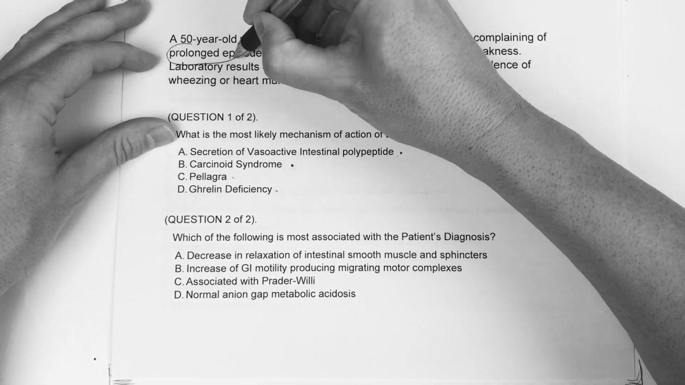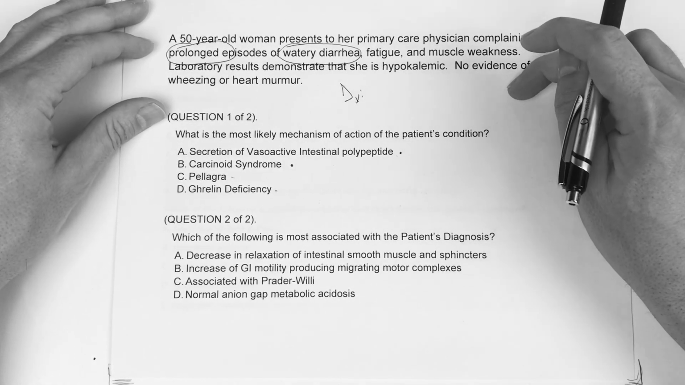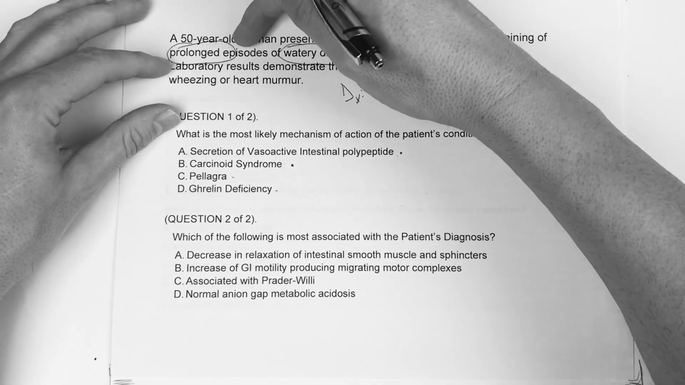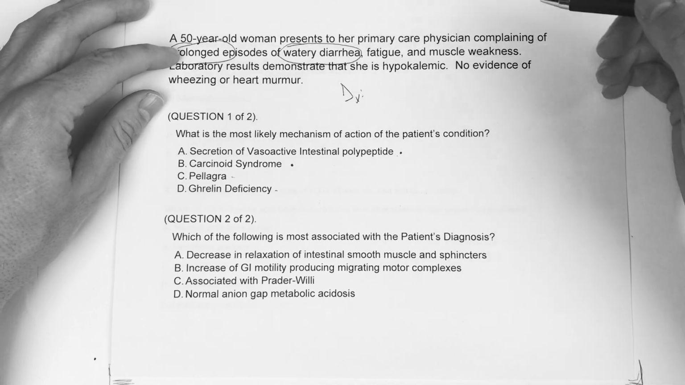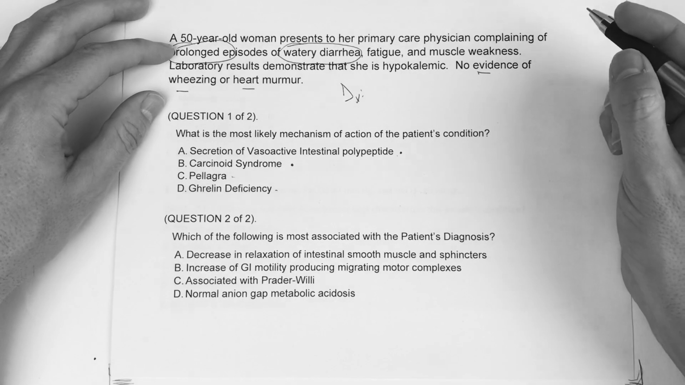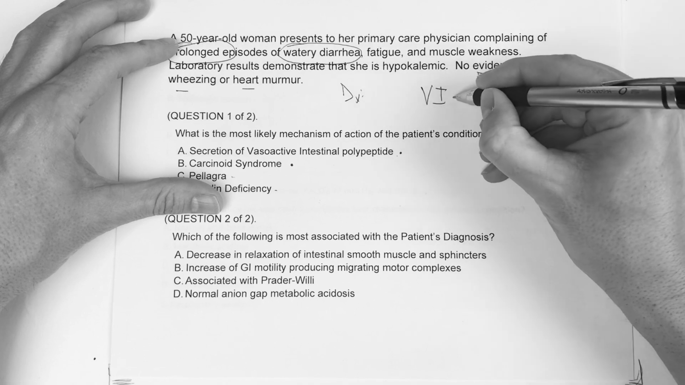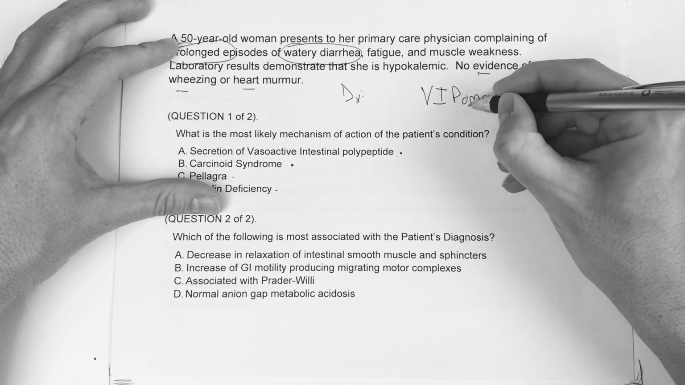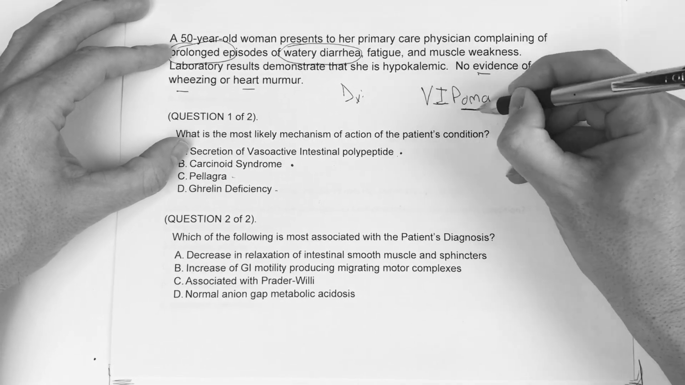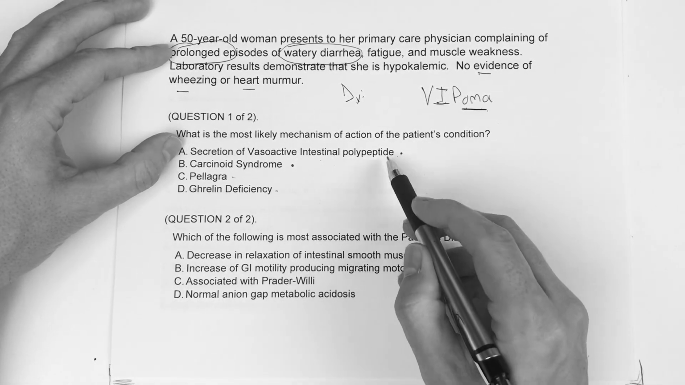So prolonged watery diarrhea, okay? And the reason I focus in on this one is because this was not only on my step one, but I think it was on my step three as well. But if you have prolonged episodes of watery diarrhea, she's 50, and there's no evidence of wheezing or heart murmur, kind of a key point there, what do you got to be thinking? You got to be thinking a VIPoma, okay? A VIPoma. What is that? It's basically a tumor, oma, where you have constant secretion of vasoactive intestinal polypeptide, okay?